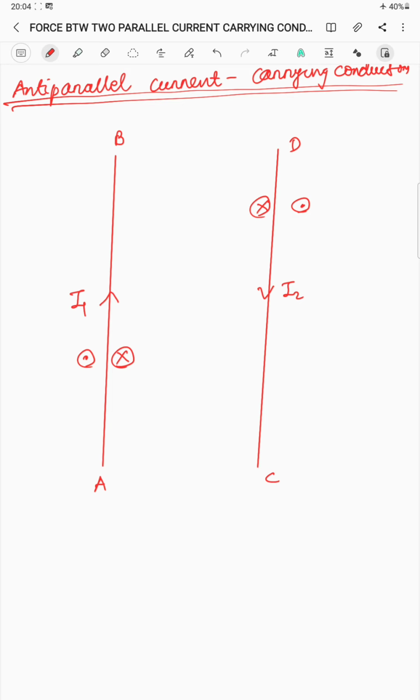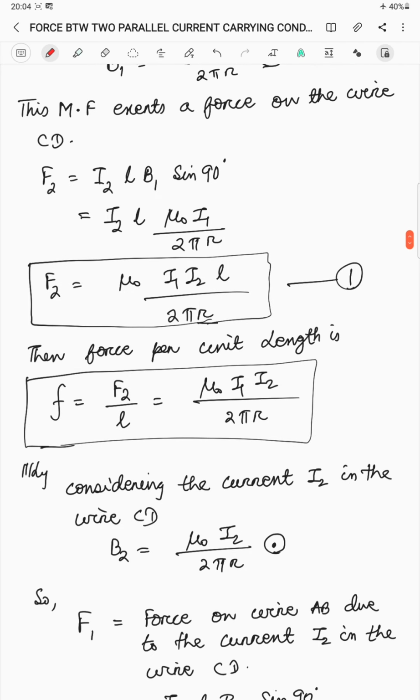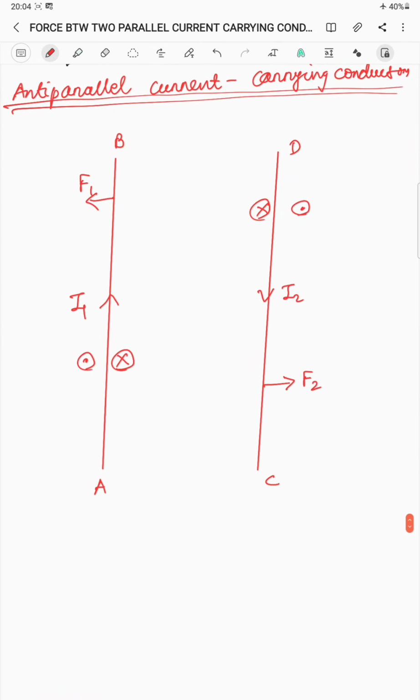So what we can say here, F2 will be in this direction. Okay. And what about F1? It will be in this direction. So what about the derivation? If it comes for antiparallel in the CBSE, for antiparallel, the derivation is exactly the same. Everything will be the same. Just in the diagram, the difference is here. This is F1, here it is F2.